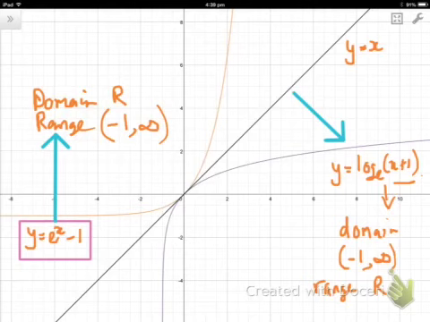Now this brings up something you may have realised already, that the original and its inverse, the domain and the range swap. So the domain of the original here is the same as the range of the inverse, and the range of the original is the same as the domain of the inverse. And pointing out again that reflection, I should say, across the graph of y equals x.